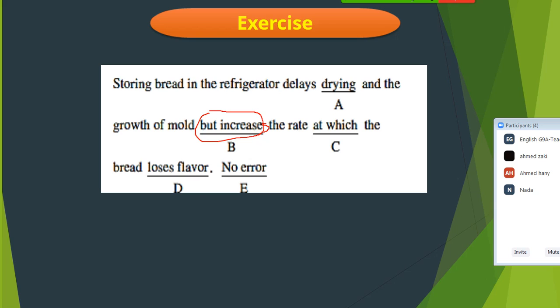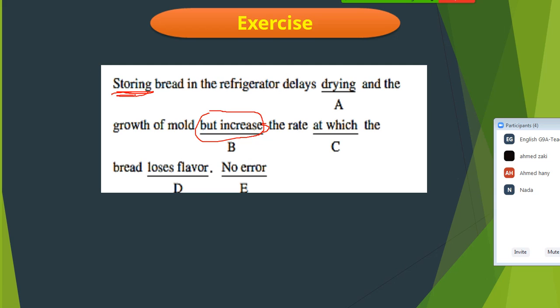The growth of mold is singular. Do you mean that the growth of mold but increases? This is the meaning? You mean that growth of the mold is the subject? Why did you say that growth of mold is singular? Storing is the subject because it's a gerund.